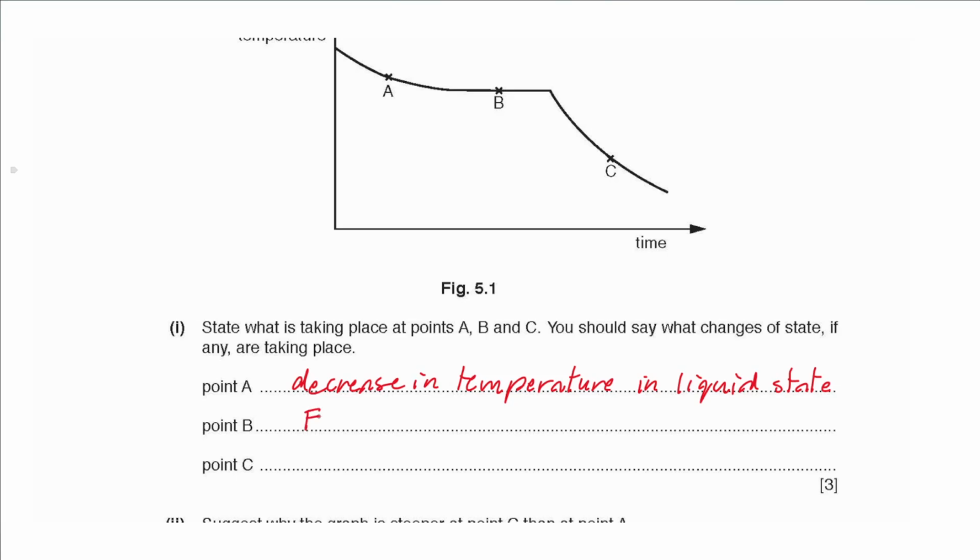So this is freezing, or changing from liquid to solid. The last part, the temperature was decreasing, which means we already changed from liquid to solid. At point C, we have a decreasing temperature and we already changed to solid. So we say decrease in temperature in solid state.